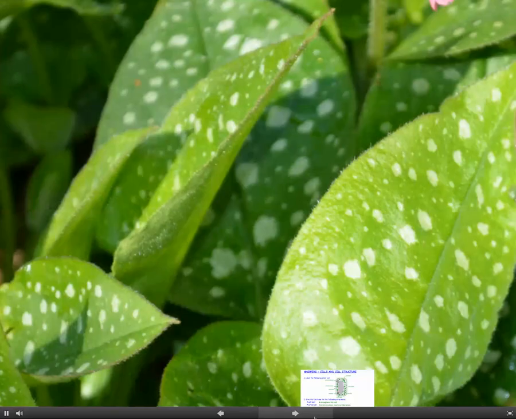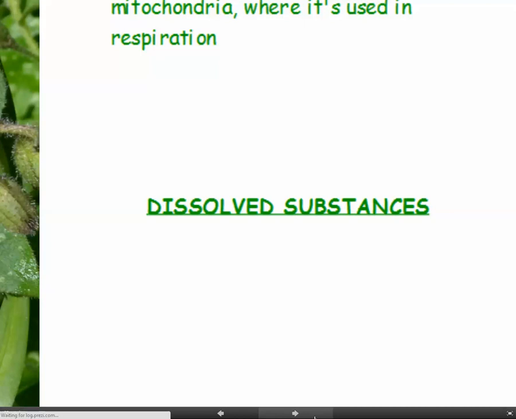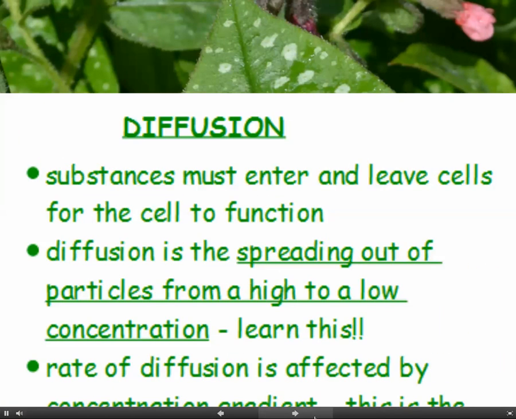Dissolved substance. Diffusion. Substances must enter and leave cells for the cell to function. And they do it by diffusion.